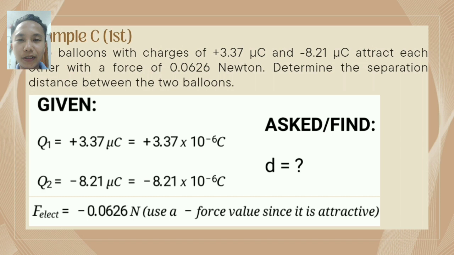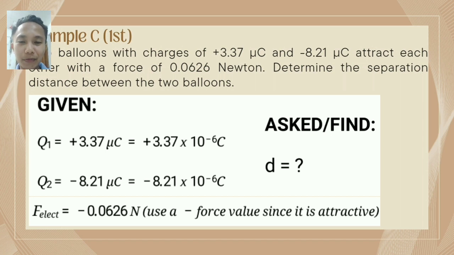So, for the first problem in example C. Two balloons with charges of positive 3.37 microcoulombs and negative 8.21 microcoulombs attract each other with a force of 0.0626 newtons. Now, determine the separation distance between the two balloons.